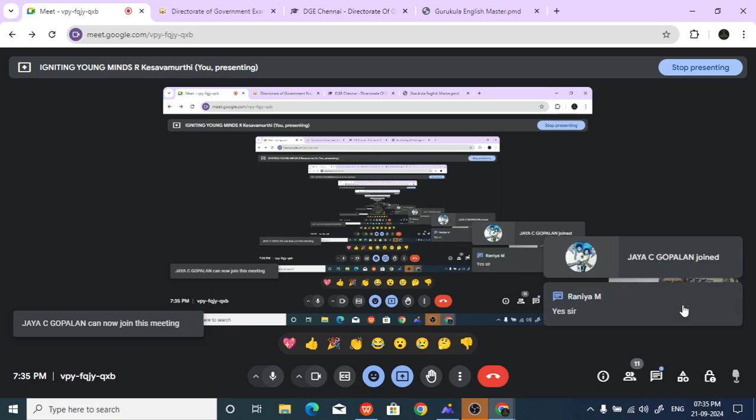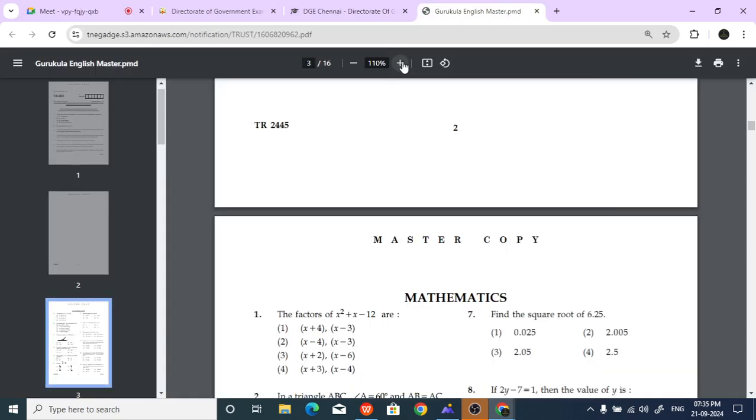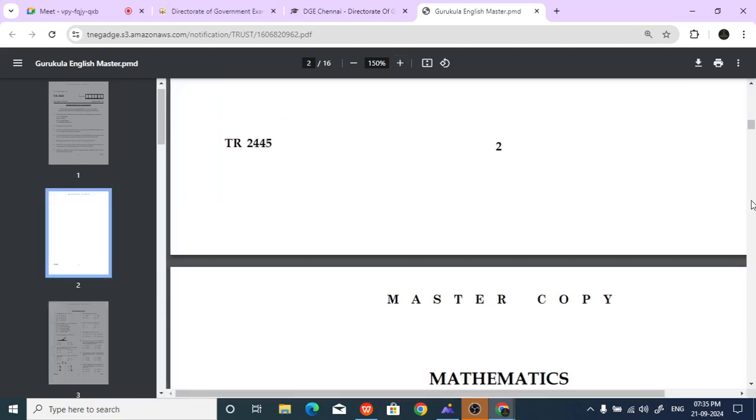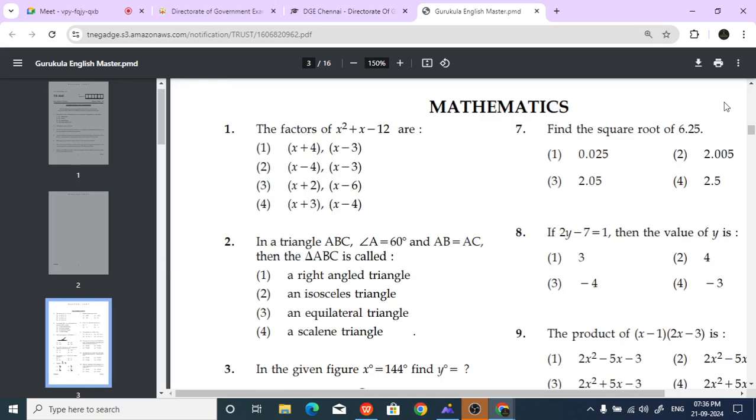So let us look at the questions. We'll start with the question. We'll try to answer the questions. First, 2-3 questions I will read, and then we will jointly try to answer them. The factors of x square plus x minus 12. All of you are able to see the screen?